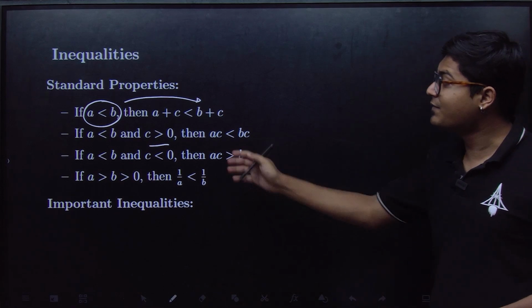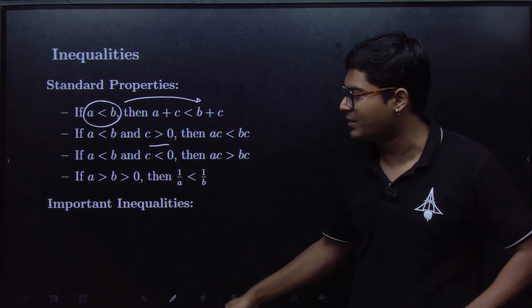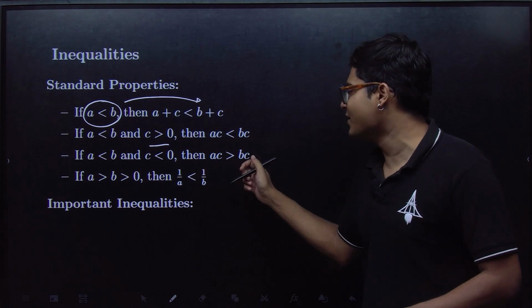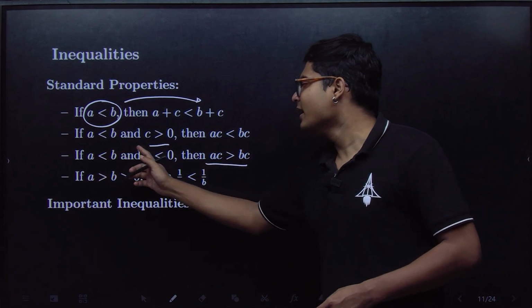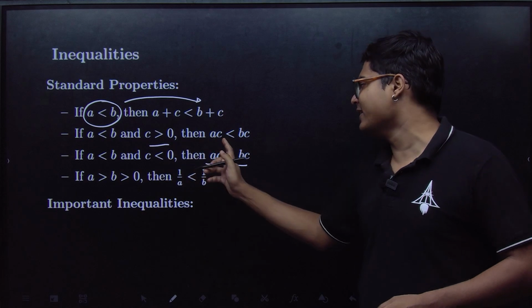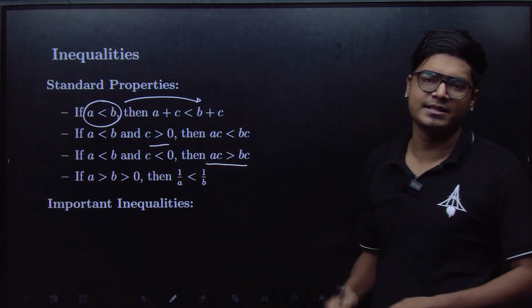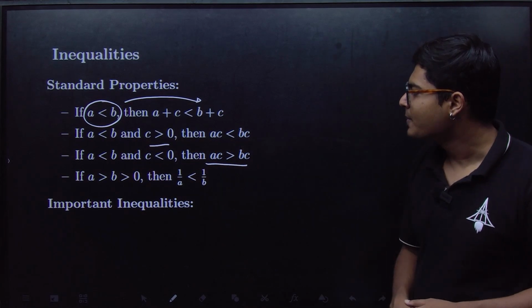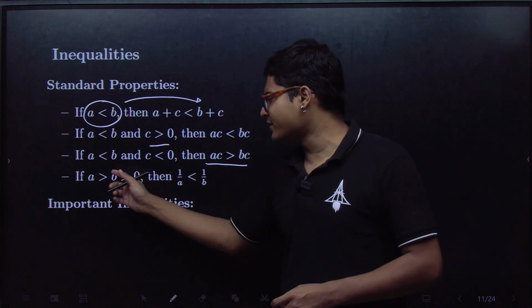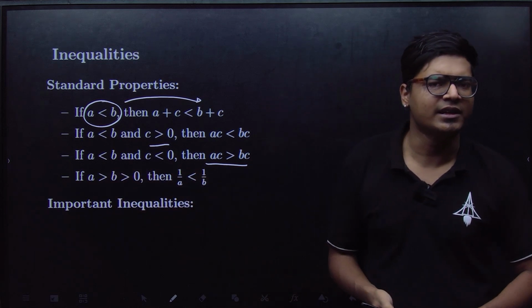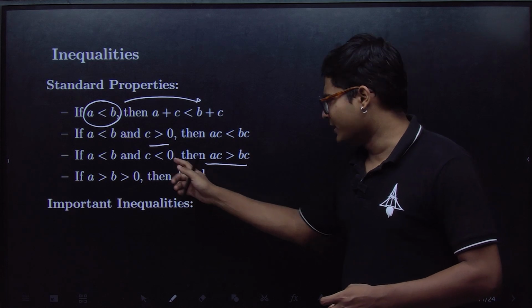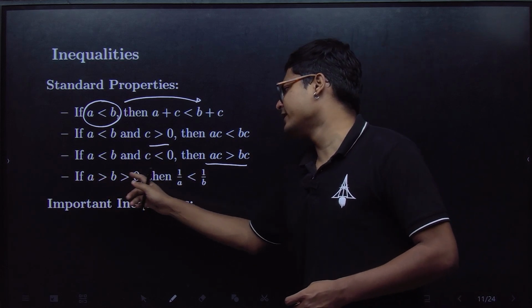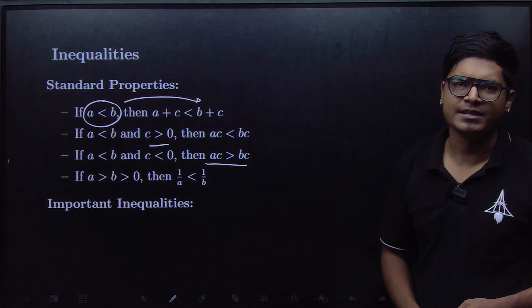The third property is, what if you multiply with a negative number? If you multiply both sides with a negative number, then the inequality reverses. So if a was less than b and you're multiplying by some negative c, then ac is going to become greater than bc. So the sign changes. Similarly, if you have two positive numbers, you can take the reciprocals of the inequality. So if a is greater than b, then you can cross multiply and you'll get that 1 by a is less than 1 by b.